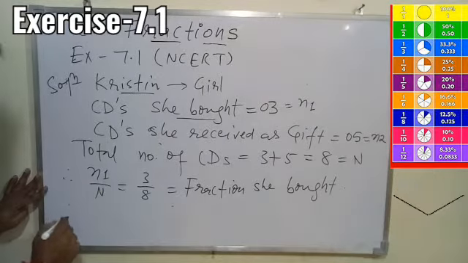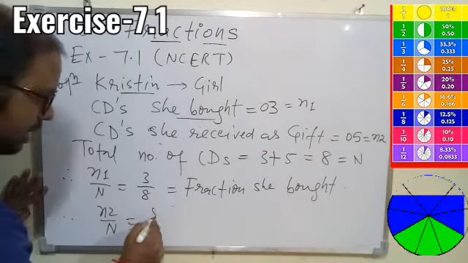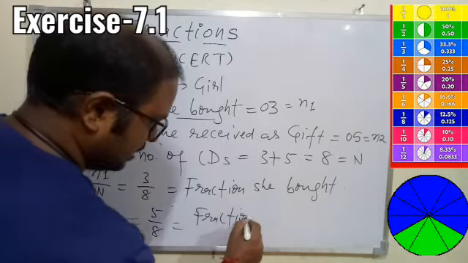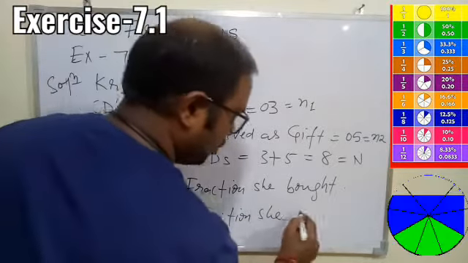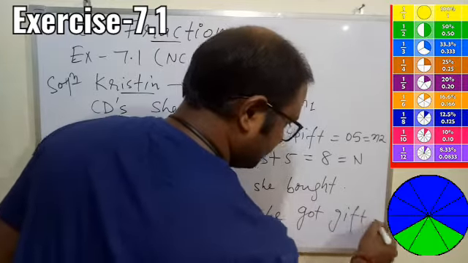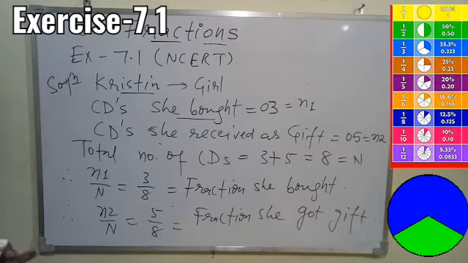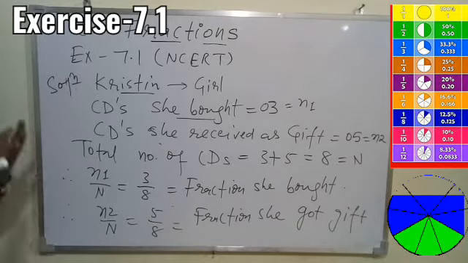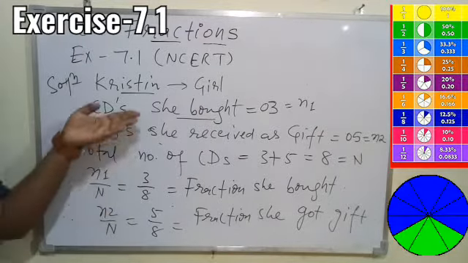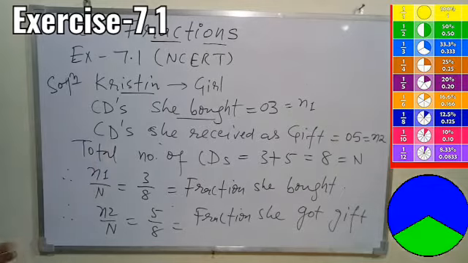Simple. And N2 upon N, capital N, will be nothing but how much? 5 upon 8, that is the fraction she got as a gift. So very simple, I am writing in the statement. So I hope you understood. The question is very simple. If she had the CD player and 5 CDs she got as a gift, 3 she got from the market, how to show these two statements with the help of a fraction?